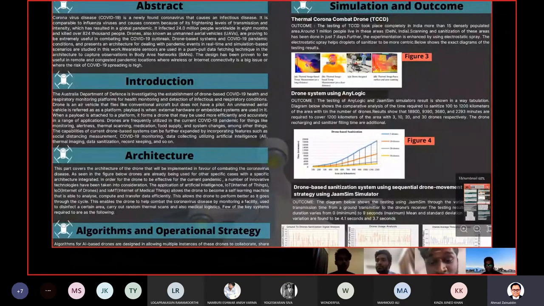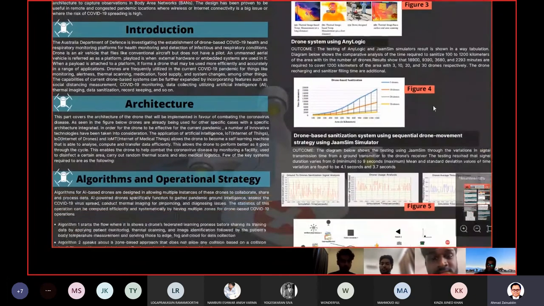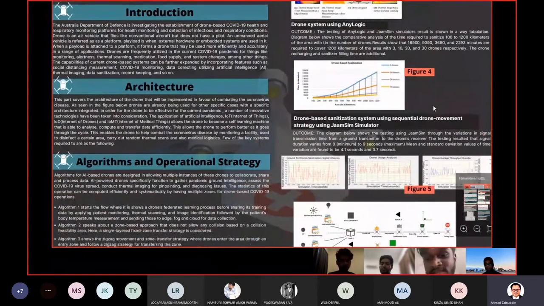So now we jump into the outcome. This testing took place in India, and it came up with a very good result because it was very effective in scanning all these people, sanitizing, and flying all over a very big area. This specific drone can fly high and scan the whole area, and it can even scan people. So this specific simulation is more about thermal. Next we'll be moving on to our next simulation, which is the drone system using AnyLogic.